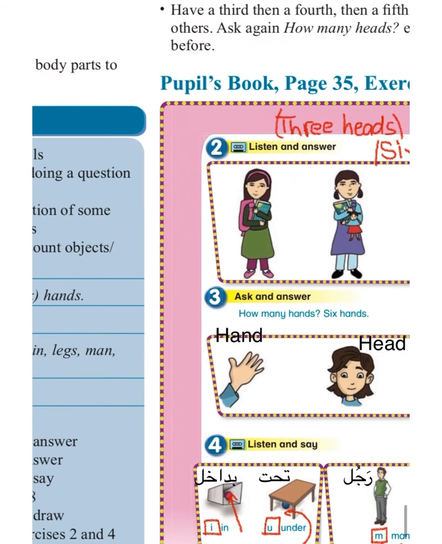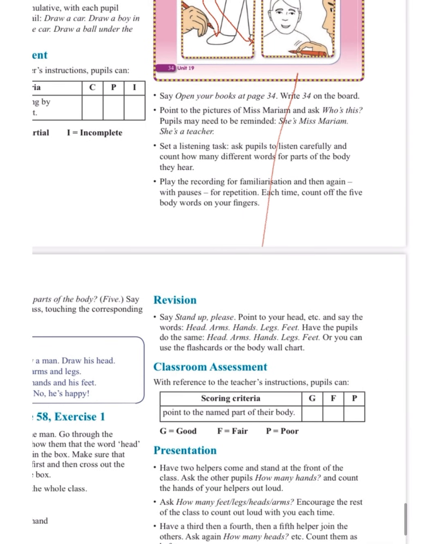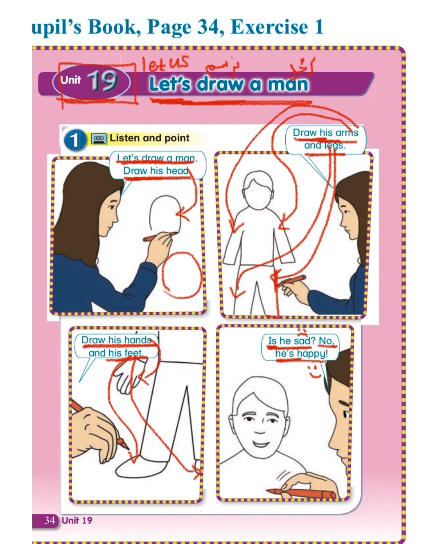Okay, طيب يا مس, before I forget, you have to copy the lesson in your notebook. ننسخ الدرس. And you have to draw a head. You have to draw a man with a head and hair and eyes, a nose, a mouth, ears, hands, arms, legs and feet. يعني ترسم رجل كامل بجميع.